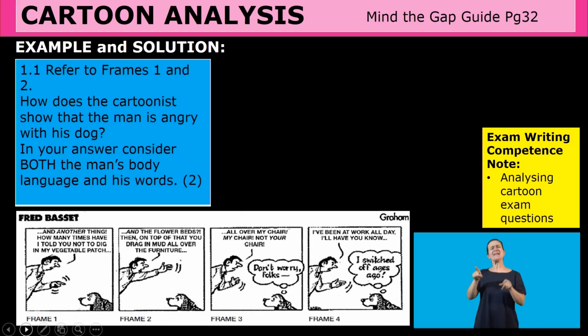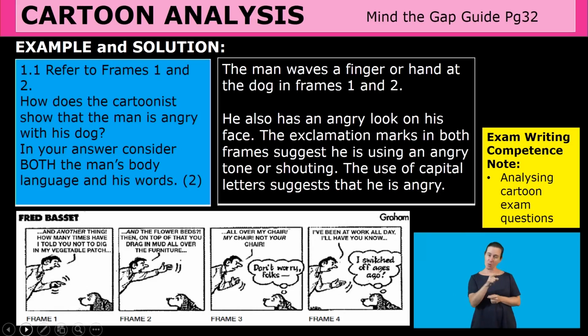And the flower beds. Then, on top of that, you drag mud all over the furniture. So, remember, how does the cartoonist show that the man is angry with his dog? In your answer, consider both the man's words as well as his body language, all right? So, when we look at the response, it says, the man waves his finger. So clearly, that is an indication of body language, all right?